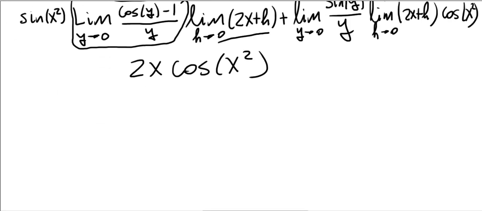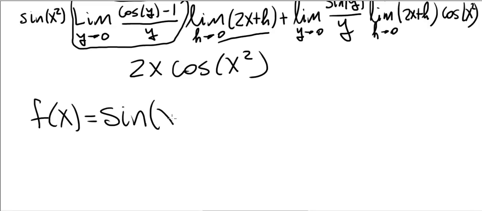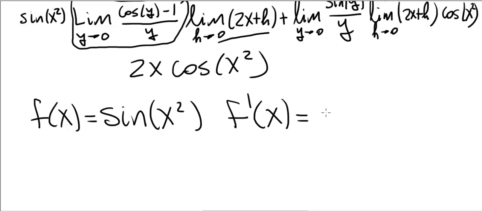So let's summarize what we just did. We started with the function f of x equal to sine of x squared, and by the definition of the derivative, we showed that the derivative of this function is equal to 2x times cosine of x squared.